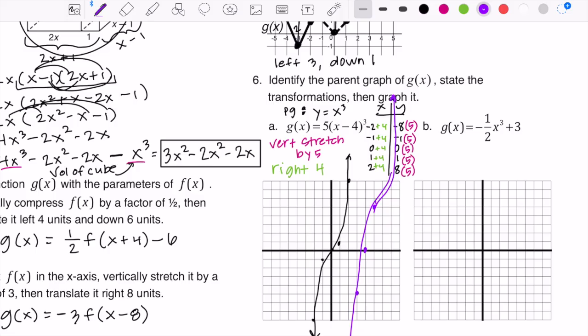And I'm gonna do this last one real quick just because I want to finish this page. So x, y, same: -2, -1, 0, 1, 2, and -8, -1, 0, 1, 8. And then we're going to multiply all those by -1/2 because there is a vertical compression by -1/2. And then I'm going to go up 3 because that 3 is not in with the x. And then I'm going to plot those points.